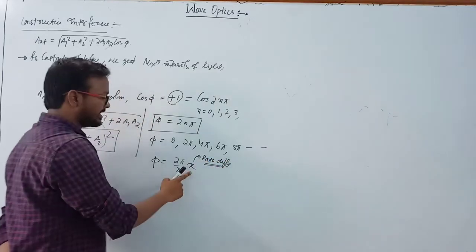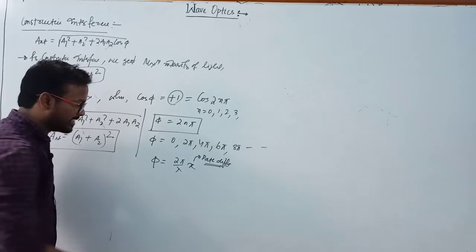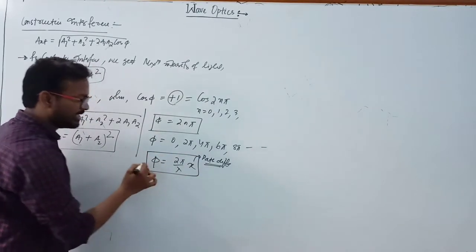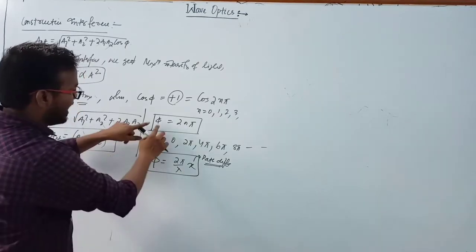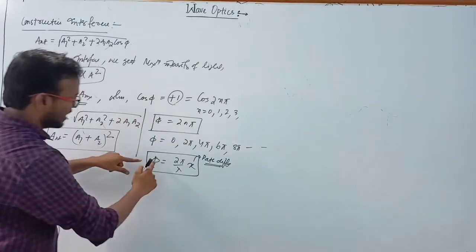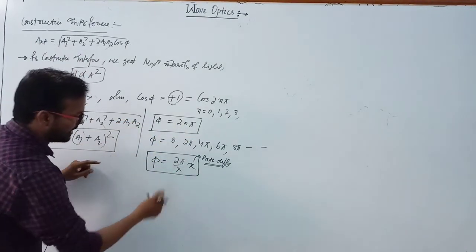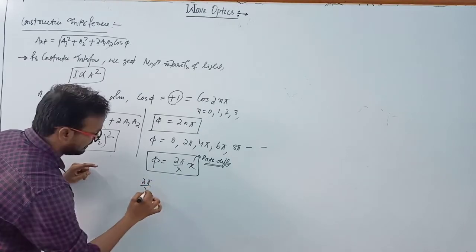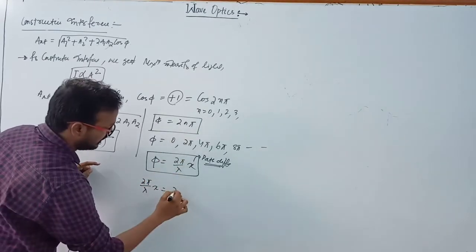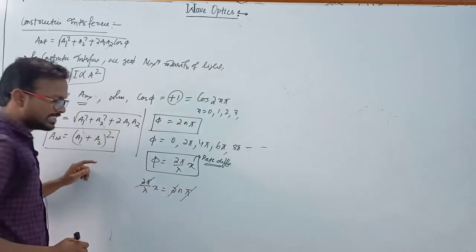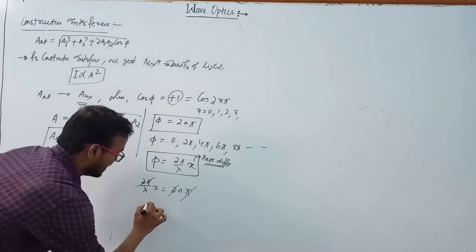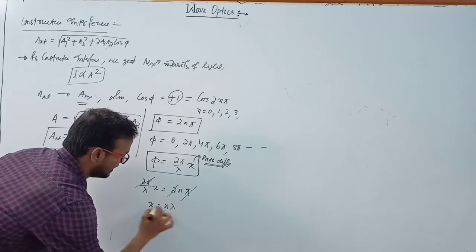X is known as path difference, phi is known as phase. This is the relation between phase difference and path difference. So if you want to write, phi equal to 2n pi and phi equal to 2 pi by lambda into x, then we can write 2 pi by lambda into x equal to 2n pi. Pi and 2 pi cancel. Then we can write x equal to n lambda.